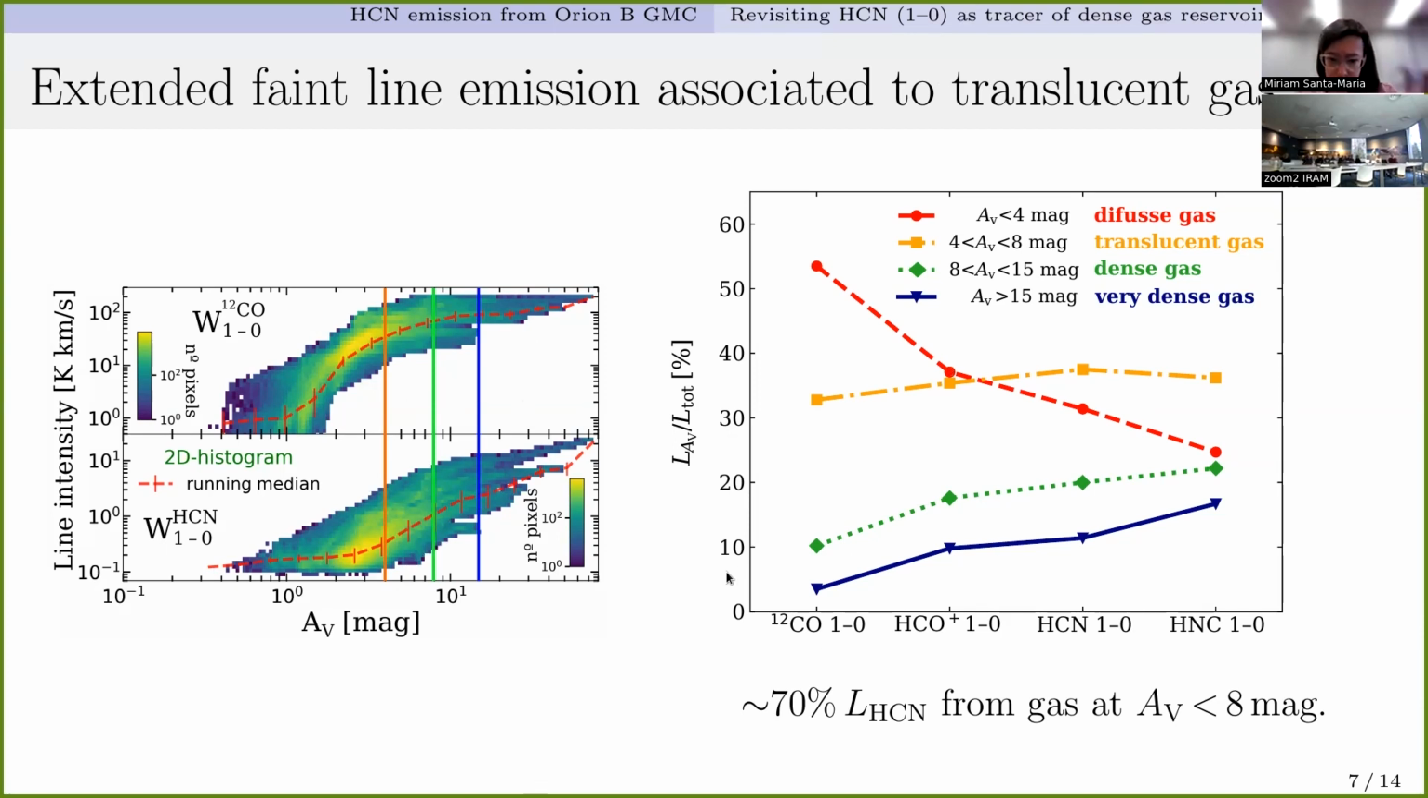If we get the percentage of the luminosity of each line per visual extinction range, to summarize this figure, what we see is that around 70% of the HCN luminosity is associated with gas below 8 magnitudes of visual extinction. So mostly all the HCN emission arises from gas that is not associated with star formation. So translucent or diffuse gas, low density gas at the end.